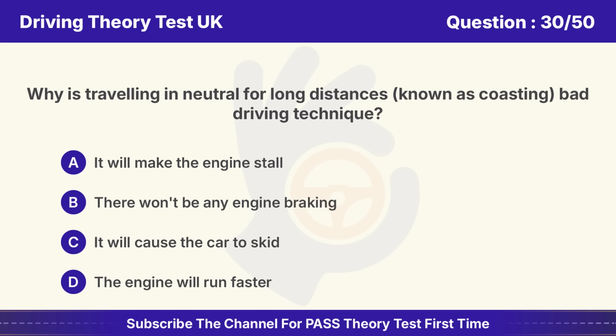Question 30. Why is traveling in neutral for long distances, known as coasting, bad driving technique? Option A. It will make the engine stall. B. There won't be any engine braking. C. It will cause the car to skid. D. The engine will run faster.